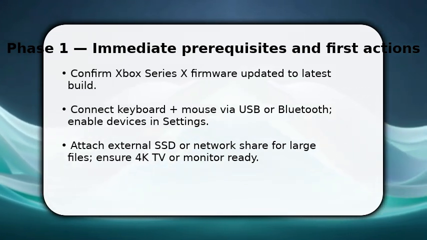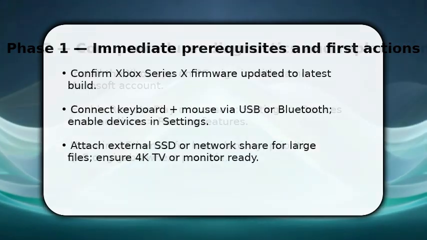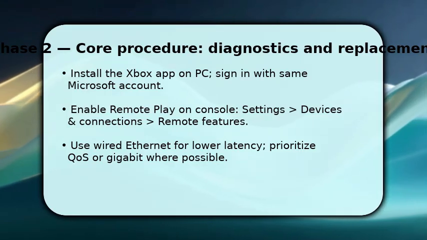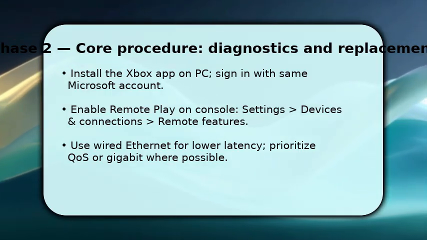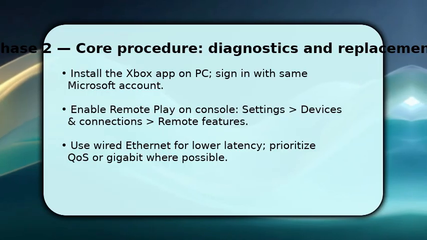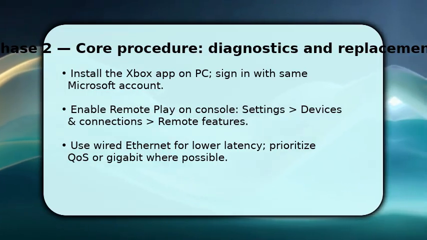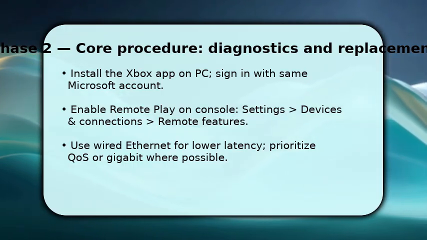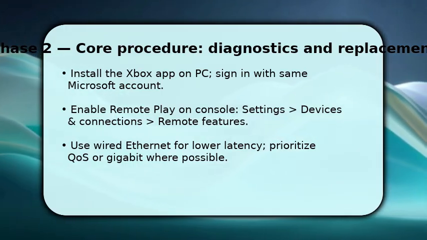Now you configure connectivity so the Xbox behaves like a PC endpoint. Sign into the Xbox app on your PC with the same Microsoft account. This links devices and simplifies file transfers. On the console, enable remote features under Devices and Connections and allow streaming, because Remote Play gives you desktop-like control.